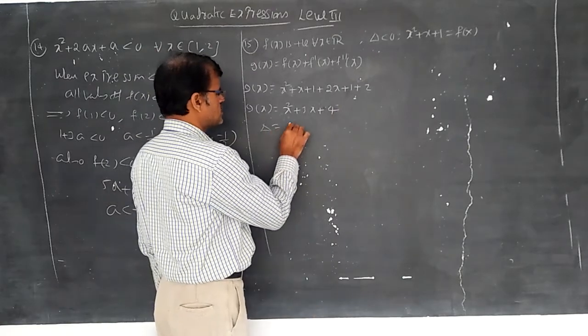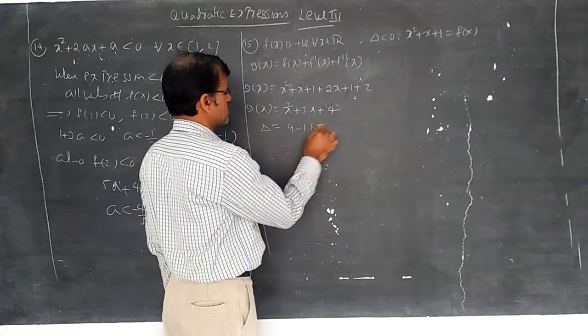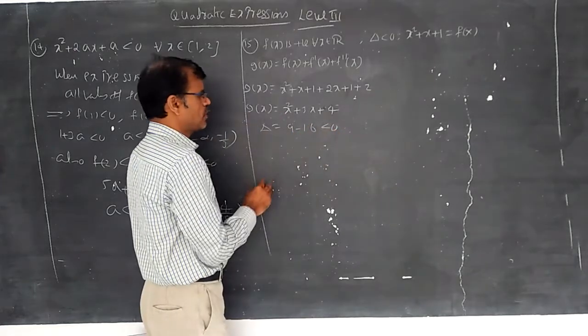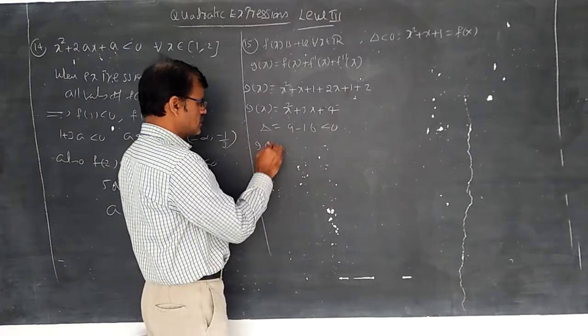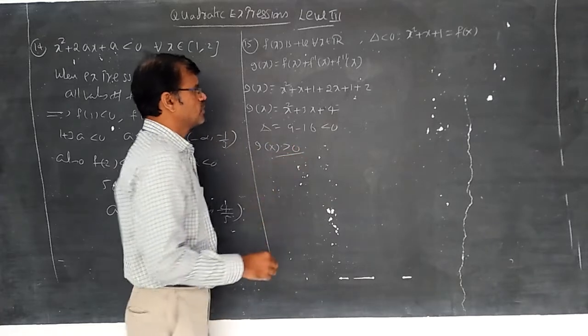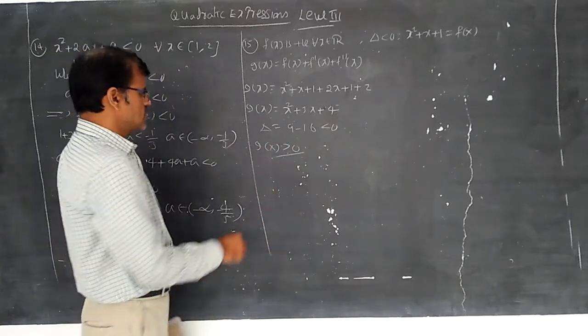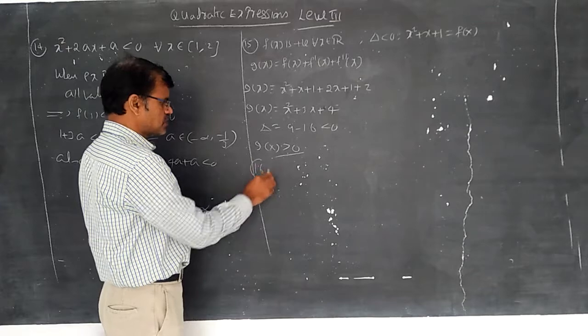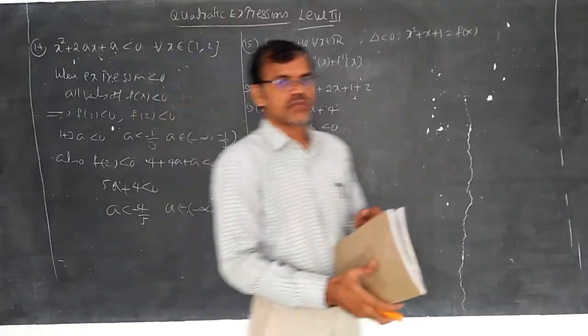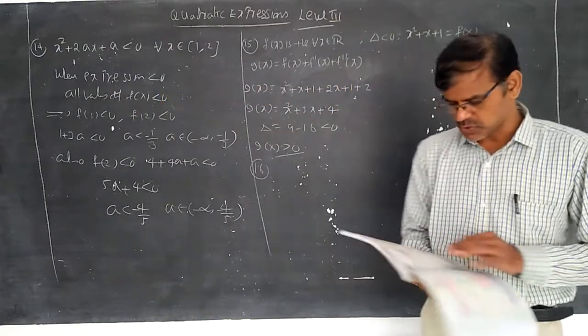Calculate delta here, b square minus 4ac is less than 0. The x square coefficient is positive. Therefore, g of x is also greater than 0. It depends upon the concept: the x square coefficient and the expression have the same sign when delta is less than 0, for all x belongs to R.